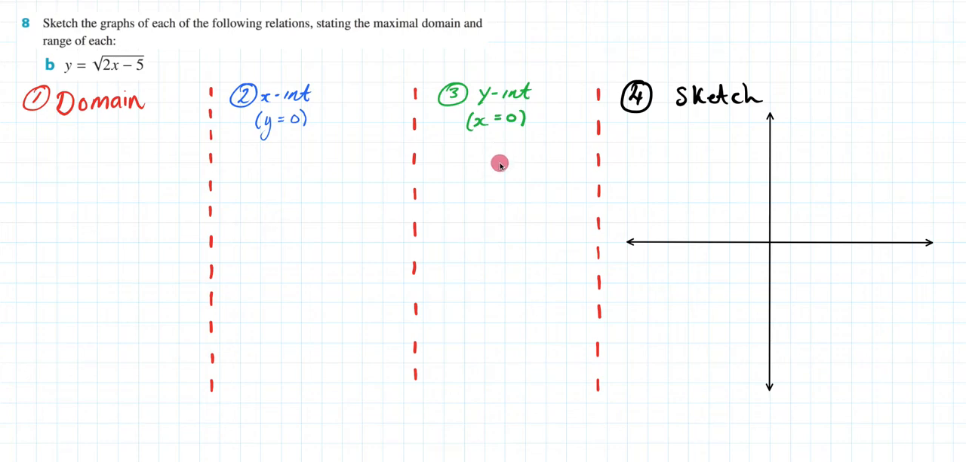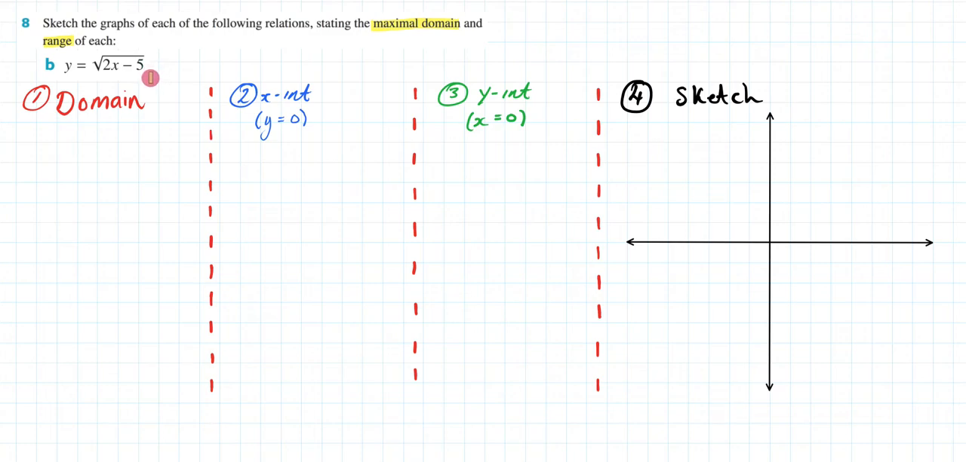Alright, so we're doing exercise 5b, and in this video I'm going to be doing question 8b, which is asking us to sketch the graphs of each of the following relations, stating, and here is a special word, the maximal domain and the range of each. And what we've been given here is y equals the square root of 2x minus 5. Hopefully, upon seeing this, you can recognize that this is going to be a square root graph.